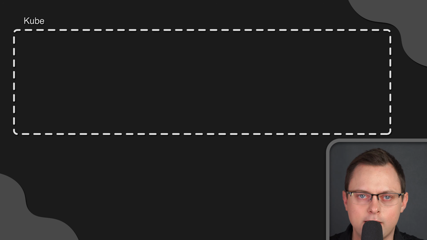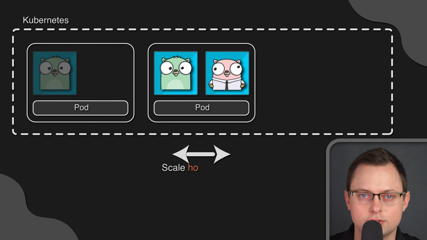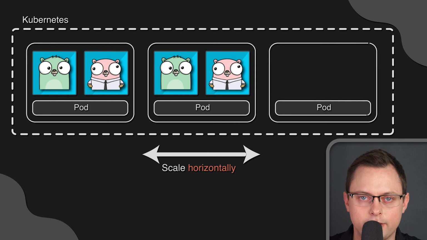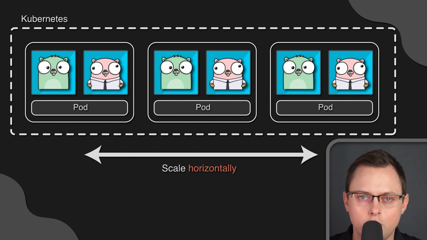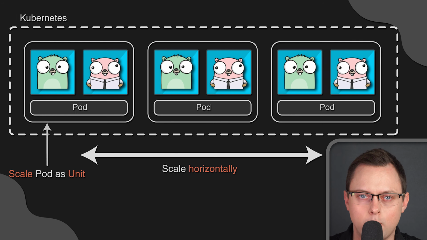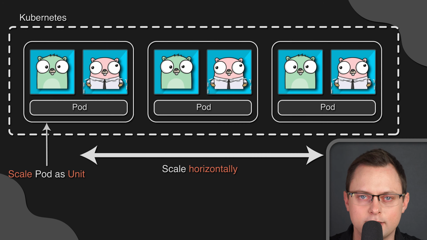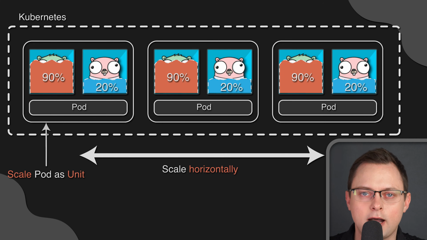You need to be very careful when deciding to run multiple containers inside a pod. If you need to scale your application horizontally, which means providing more overall resources by running more instances, you can only scale the pod as a unit. This approach can lead to wasted resources if one of the containers has very low usage and you scale only because the other container cannot handle the load.